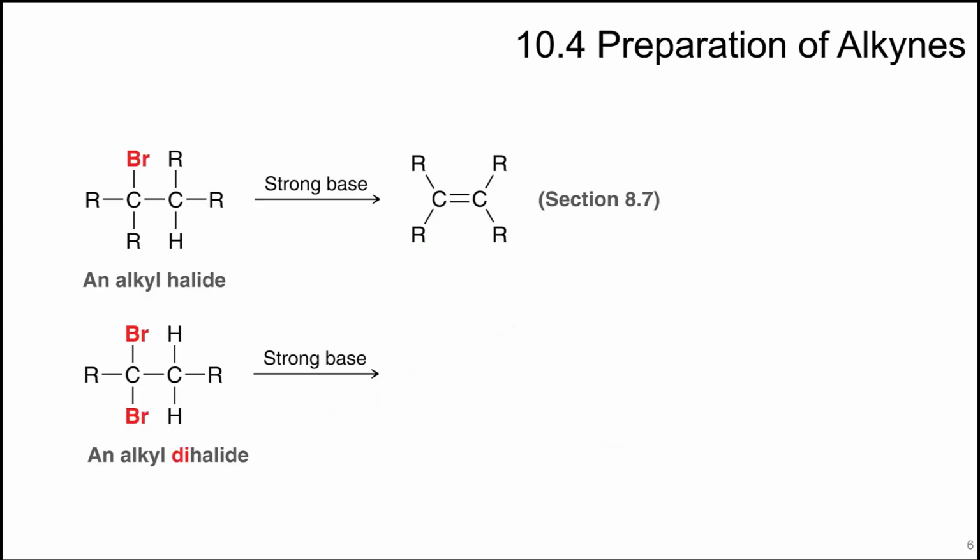There's different ways that we can make alkynes, and it's similar to what we did in the last chapter. Previously we had a strong base which could grab a proton, and we would get this alkene here. Now we have a strong base and an alkyl dihalide, and we form the alkyne. So it can be prepared by elimination.